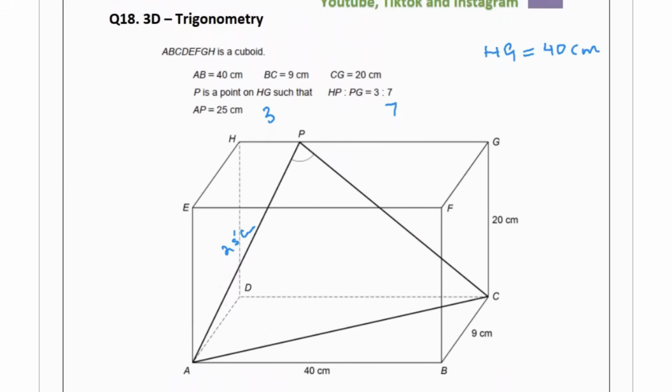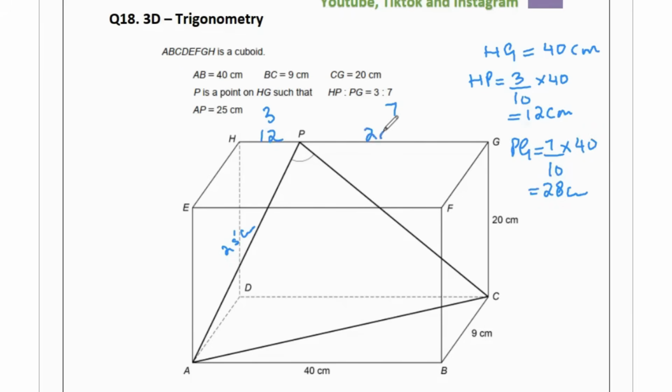So first, using the HG length, which is also 40 centimeters, we can figure out what HP and PG are. HP is going to be 3/10 of 40, which is 12 centimeters. And PG is going to be 7/10 of 40, which is 28 centimeters. So this is 12, this is 28.